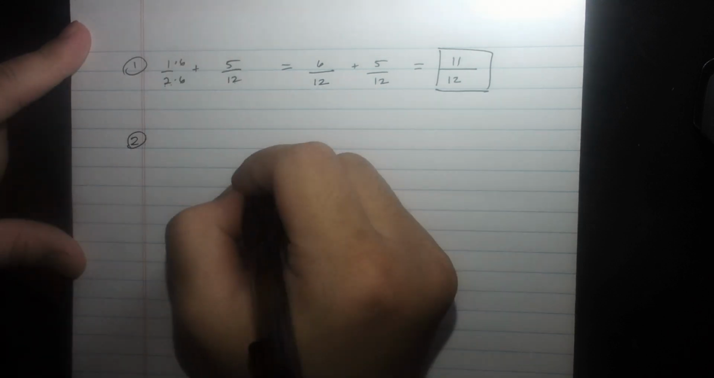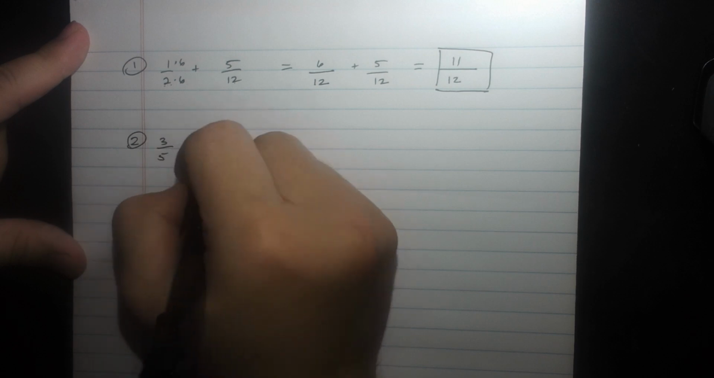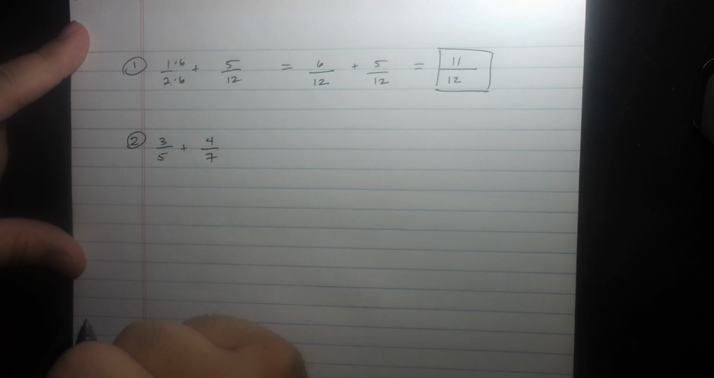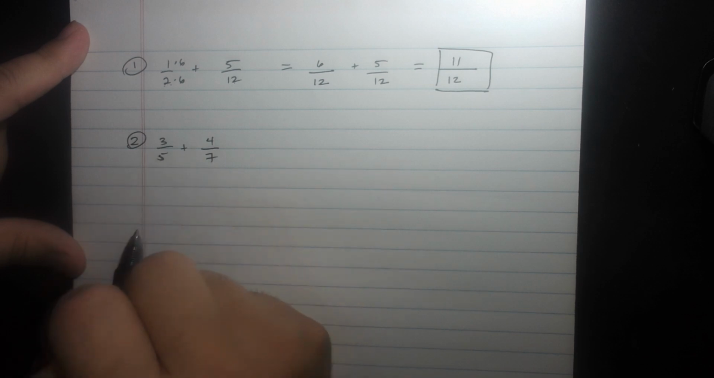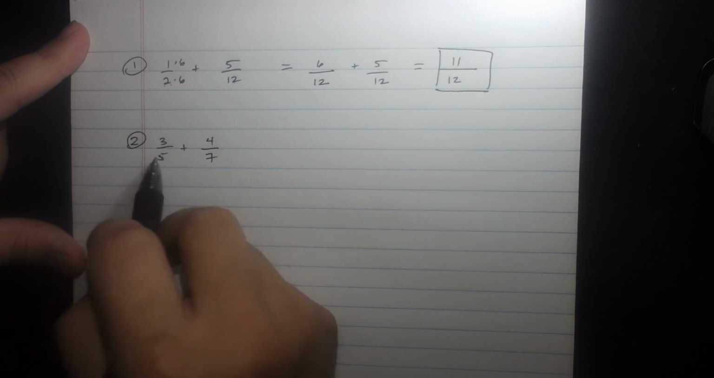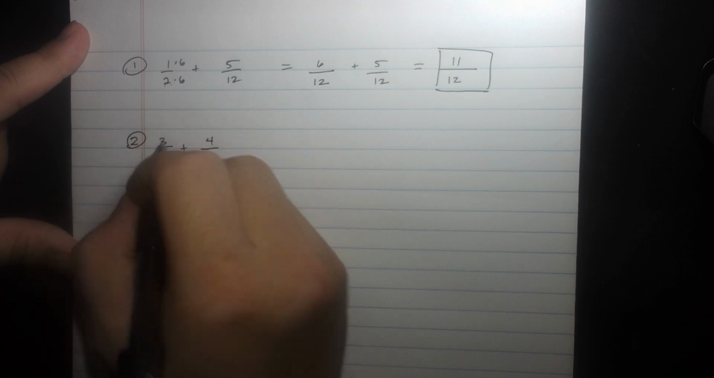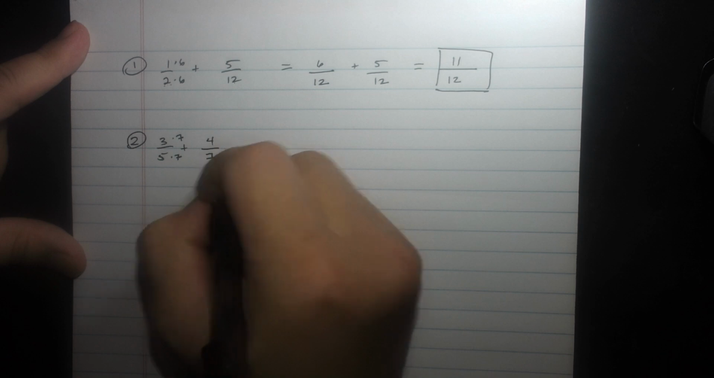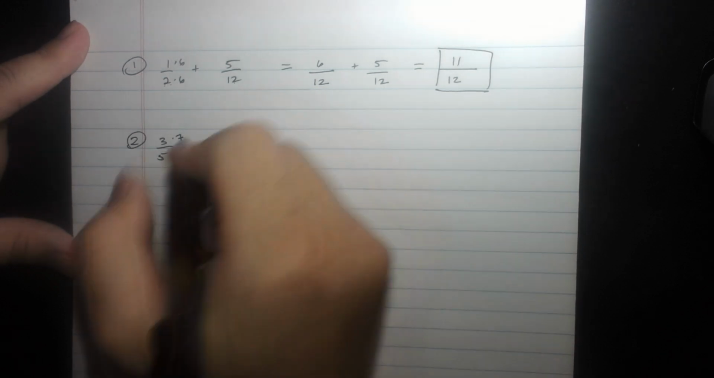Let's do another example. I have 3/5 plus 4/7. Okay, so I need a common denominator. What I can do is, I have a 5 and a 7, right? If I multiply this 5 by 7, and whatever I do down below, I've got to do up top. And I multiply this 7 by 5. And again, whatever I do down below, I have to do the same thing up top.